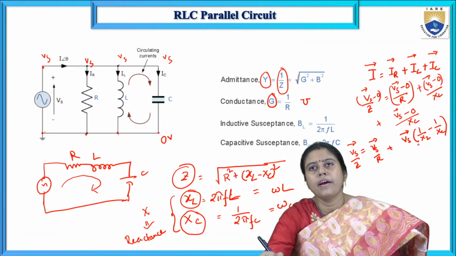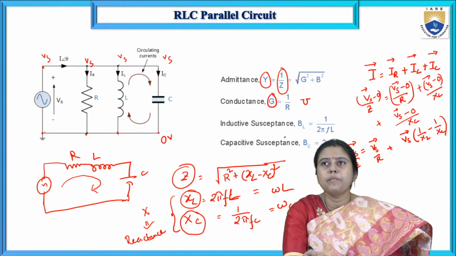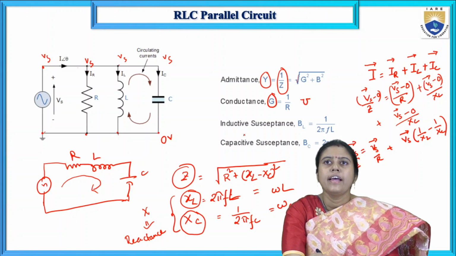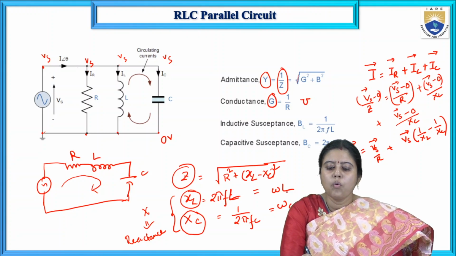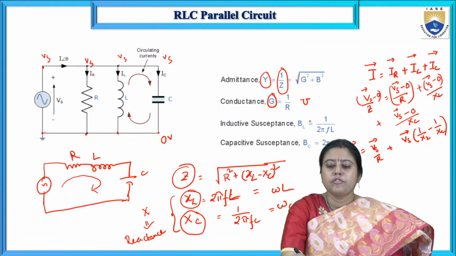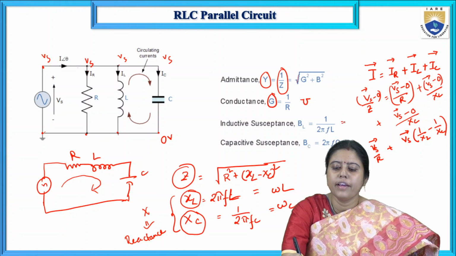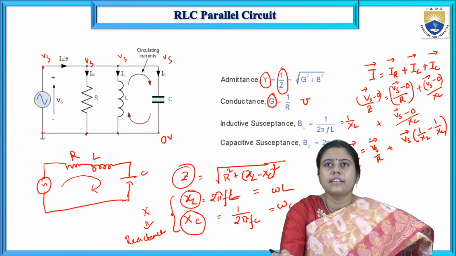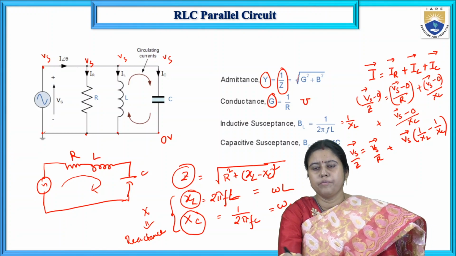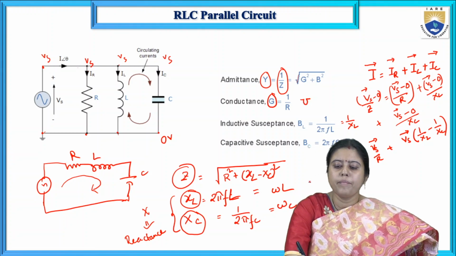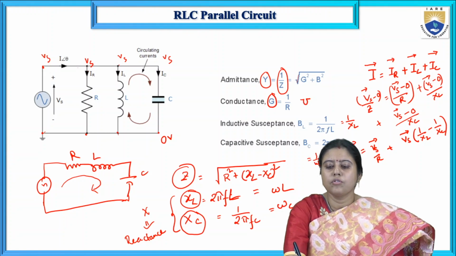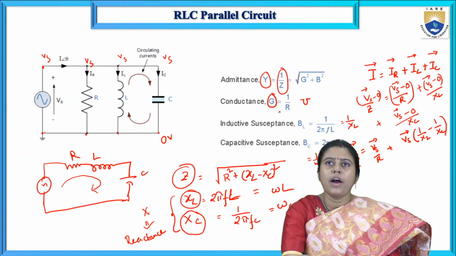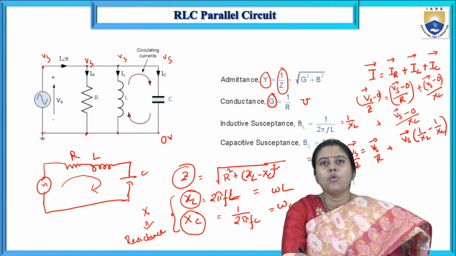1 by XL is known as the inductive susceptance. So BL is equal to 1 by XL, which is 1 by 2 pi FL. And BC is known as the capacitive susceptance, which is 1 by XC, that is omega C, or 2 pi FC. All the units of BL, BC, G and Y are in mho or ohm inverse.